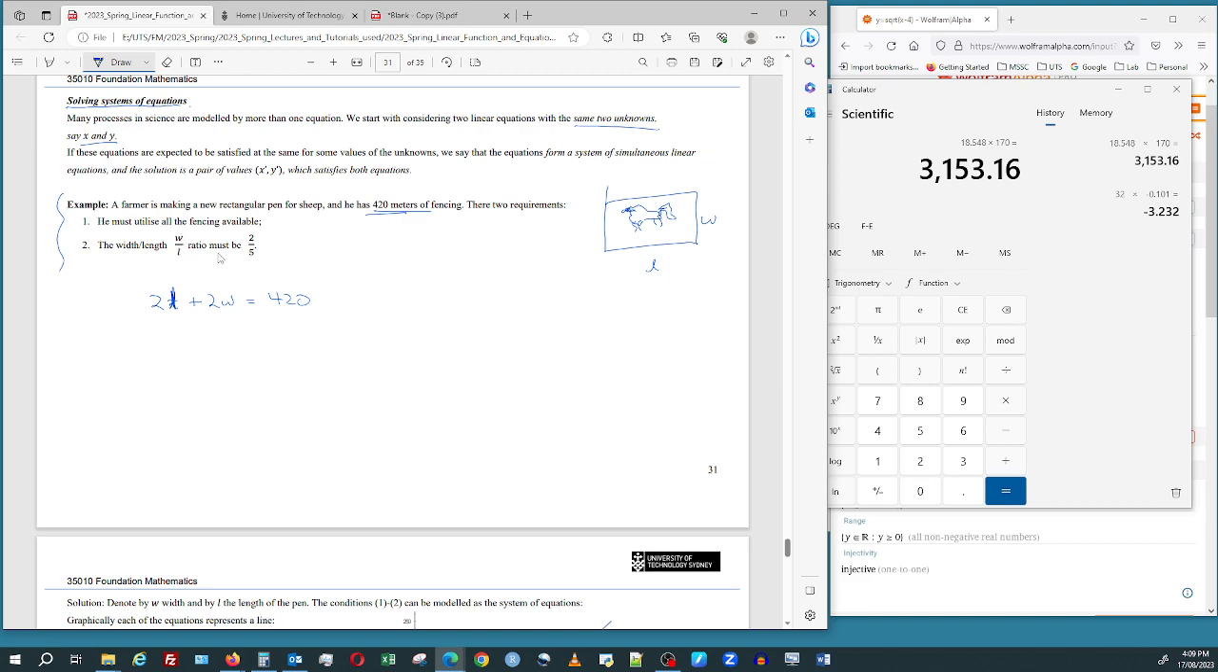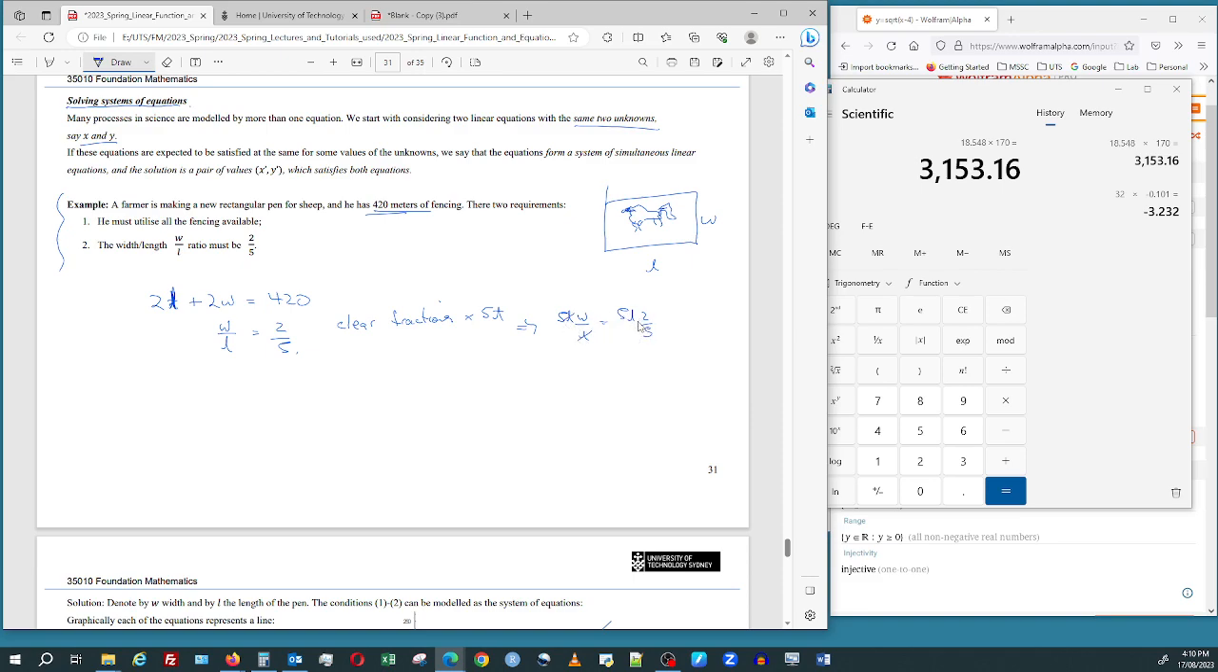The width to the length must be 2 to 5, so it's very definitely a width to the length equal to 2 to 5. Okay, so now to clear the fractions, we're going to multiply by the product of the denominators, and so what we'll get is 5L equals 5L.